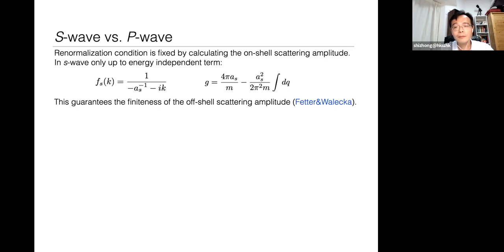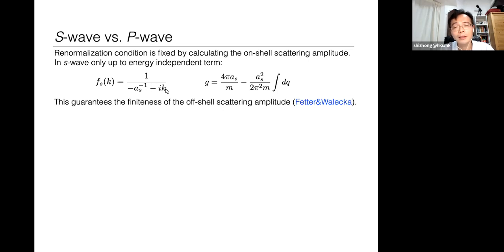So now, since I'm going to do the P-wave case, I would like to mention a bit why it is different for the S-wave and the P-wave case. If one takes a look at the S-wave case, the S-wave scattering amplitude is given by f(k) equal to 1 over minus a_s inverse minus ik. And so people know this.